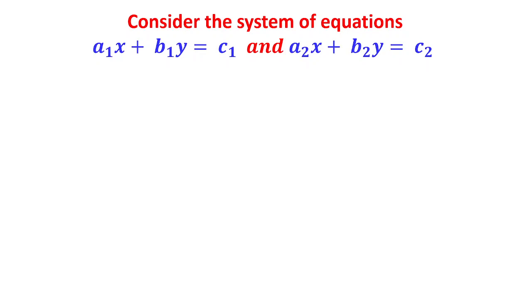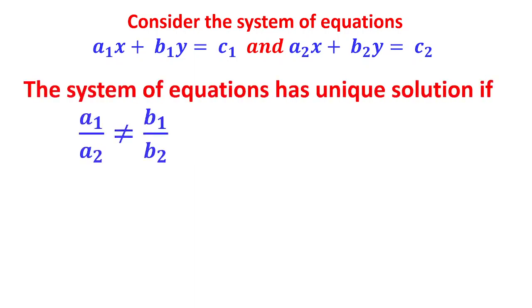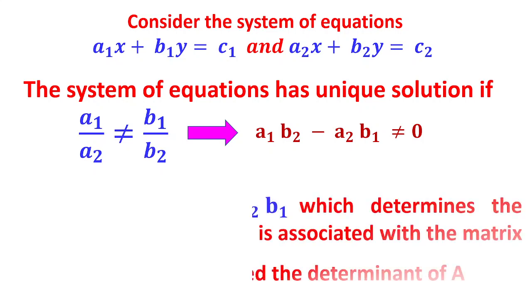Now let us see how a determinant is defined. Consider the system of equations which you already studied in class 10: a1x plus b1y is equal to c1 and a2x plus b2y is equal to c2. The system of equations has a unique solution only if a1 by a2 is not equal to b1 by b2, which implies, when you cross multiply, a1 b2 minus a2 b1 is not equal to 0.